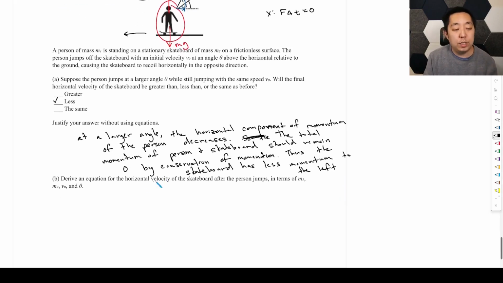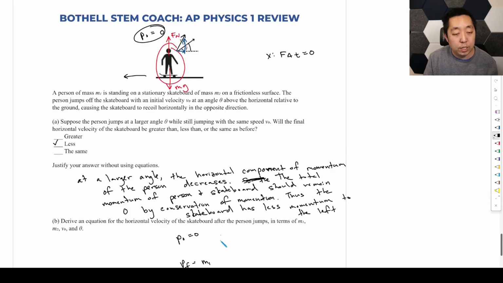So let's derive an equation for the horizontal velocity of the skateboard. So the initial momentum is 0. The final momentum is going to be the person, he's mass m1. If we say right is the positive direction, he's going to move to the right with the x component of his velocity. You're going to make the right triangle. This is v0 cosine theta. This is v0 sine theta.